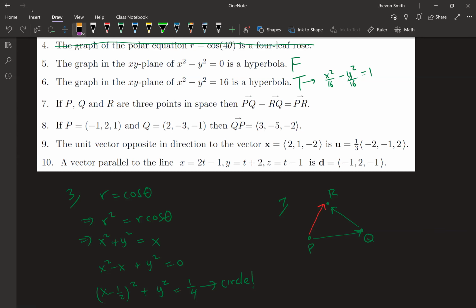Right, it's RQ. So this goes that way. So if I take this one minus that one, yes, that's true. So be careful. Remember, the second guy is the final point. P equals this, Q equals that. Is QP equals this?